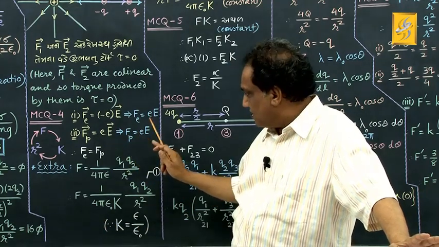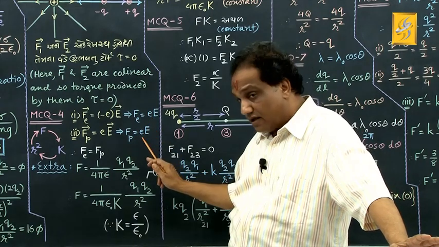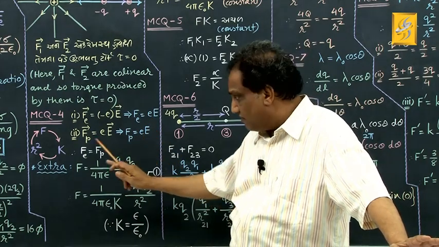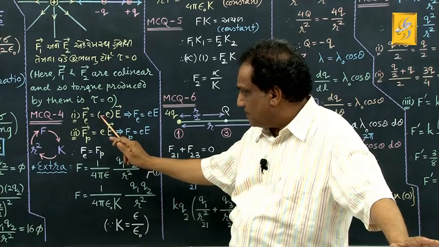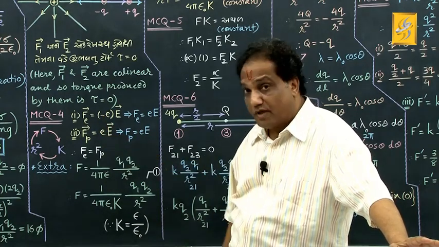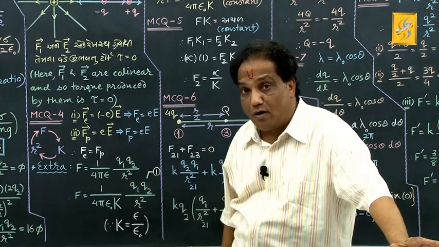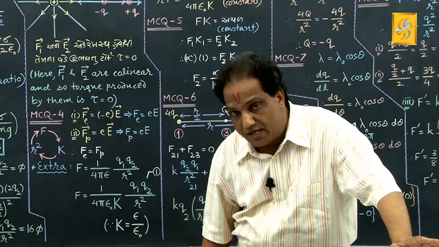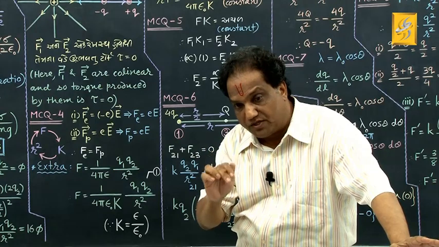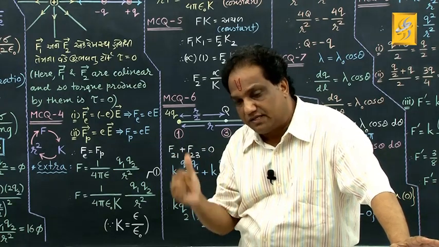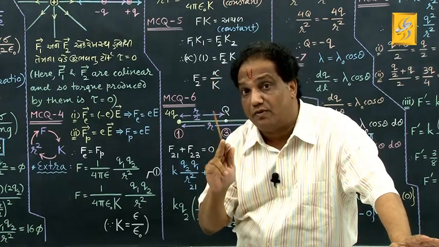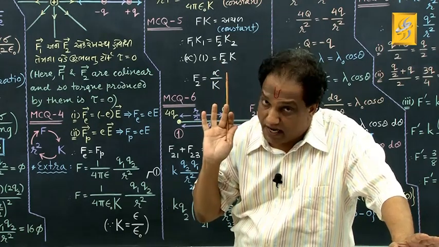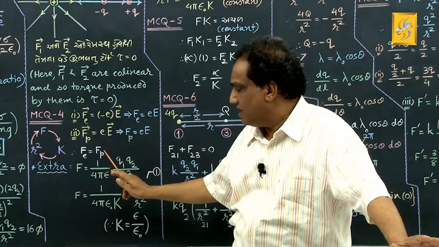Correct? You can see these two magnitudes are equal. No doubt magnitudes are equal. Fe equals Fp. But so far as directions are concerned, this force is negative, this force is positive, meaning thereby they are in opposite directions. Okay? So among the given options, in one of the options they have given that in this case the magnitudes of electric forces exerted on electron and proton would be equal. That option is correct. Magnitudes would be equal.